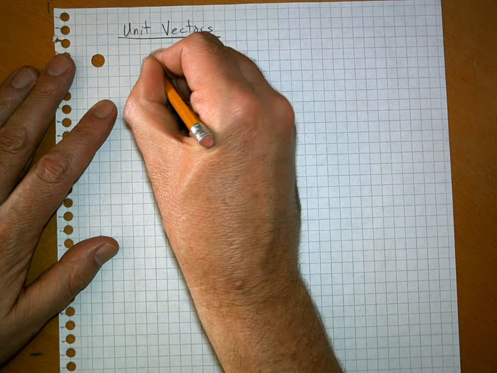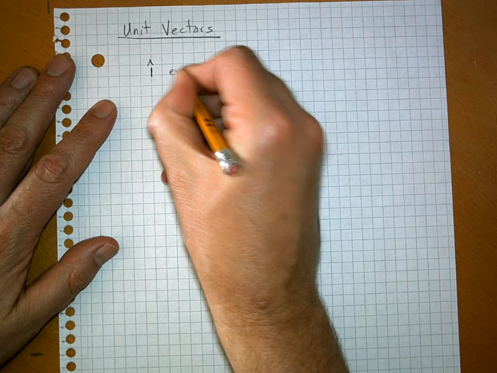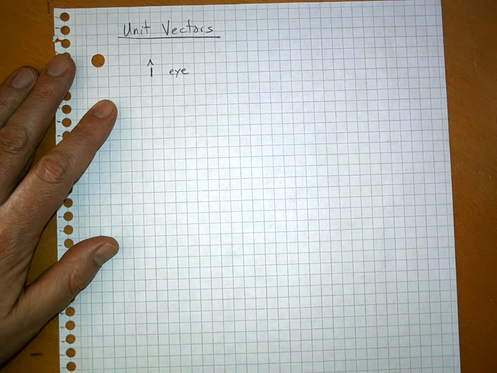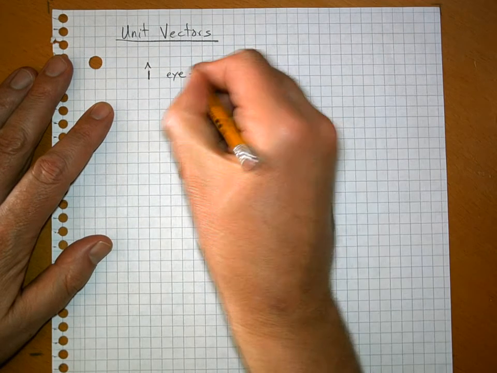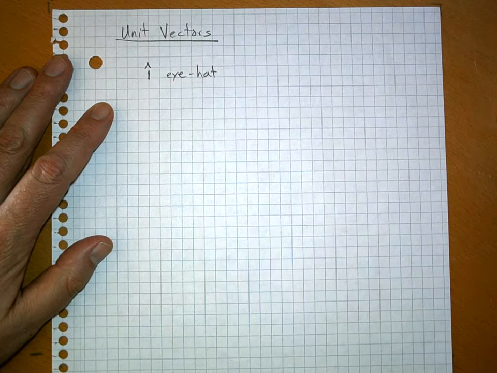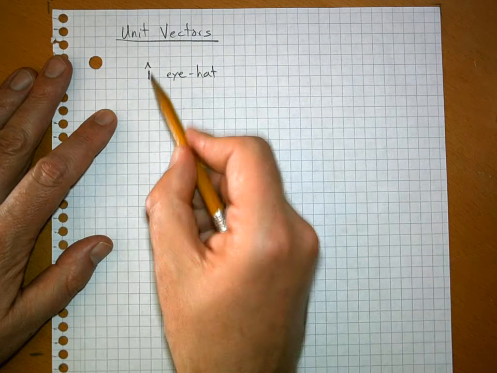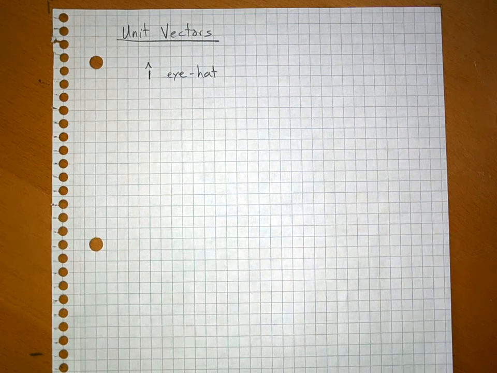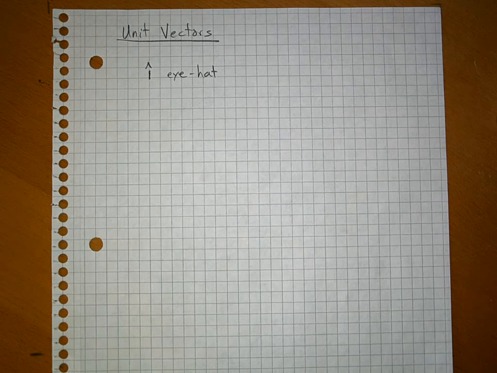I hat. I is the letter I. This is just how you pronounce it. It's pronounced I hat. Now, it is a vector. That is, it has a direction, and that direction is in the x direction. But why do we call it a unit vector?